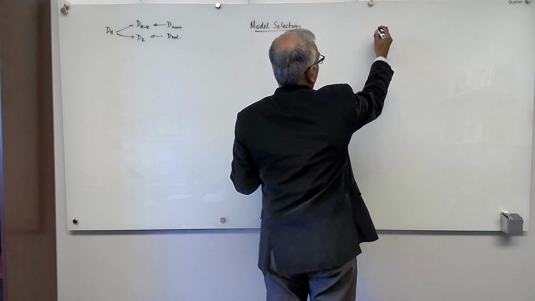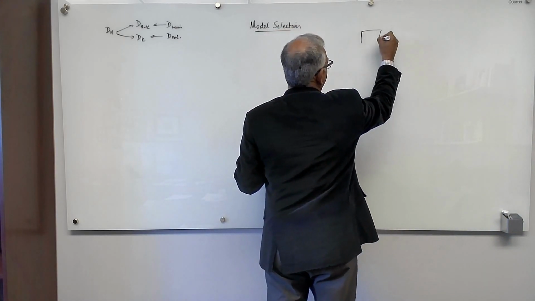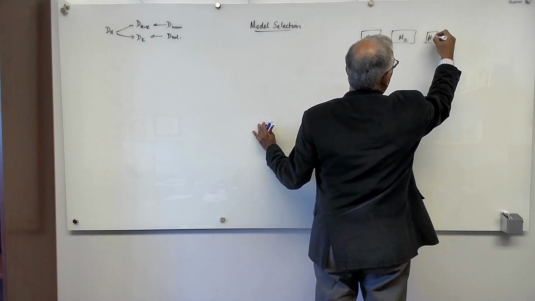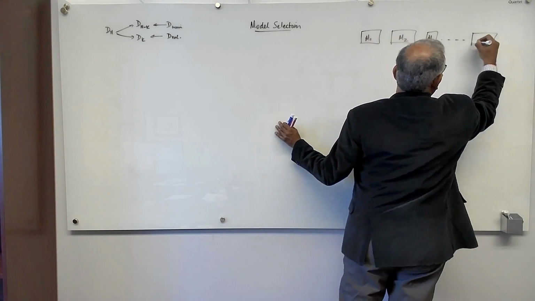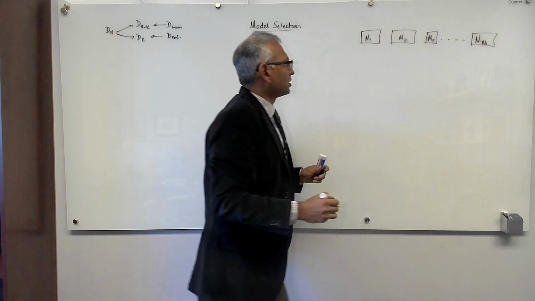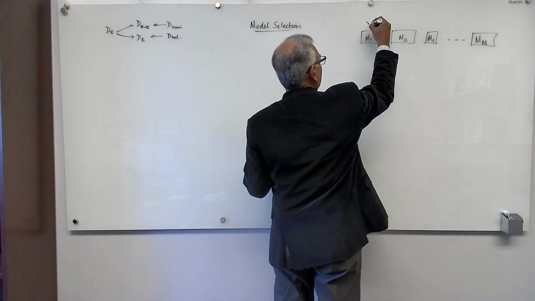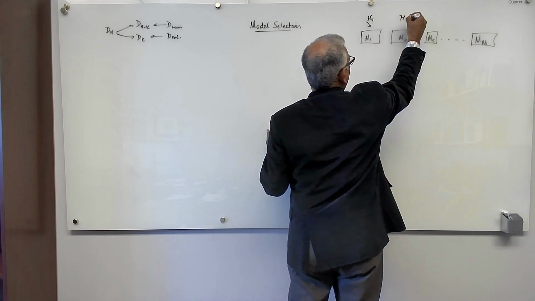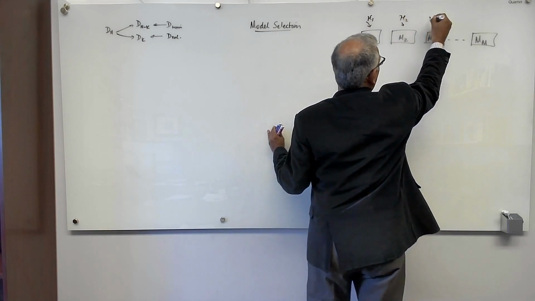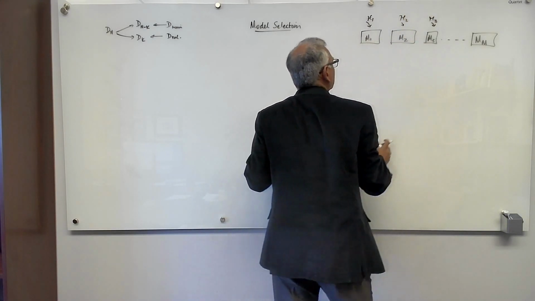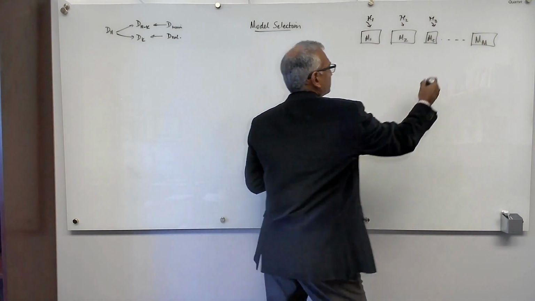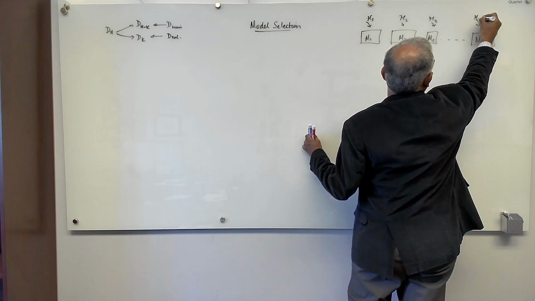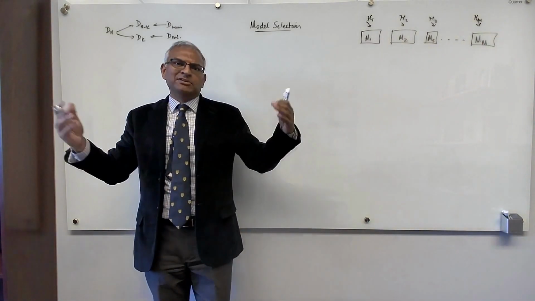Imagine that I have model 1, model 2, model 3, up to model big M. Typically this means that you've got hypothesis set 1, linear models, and hypothesis set 2, neural networks, and hypothesis set 3, radial basis functions, and so on, support vector machines, et cetera. So you have, let's say, M different models.